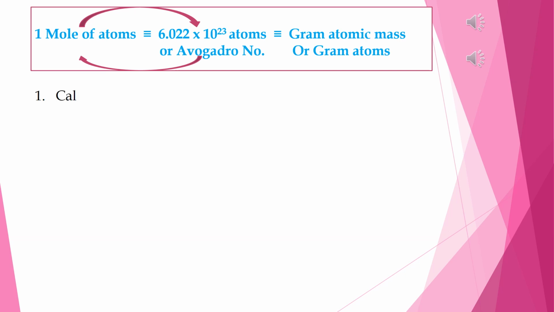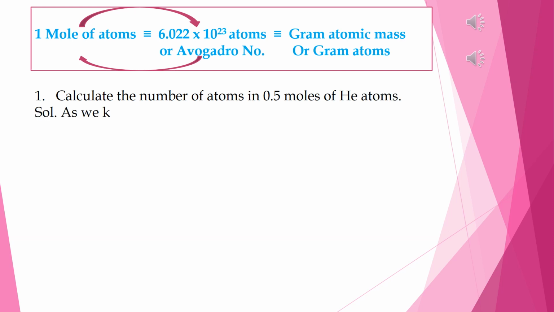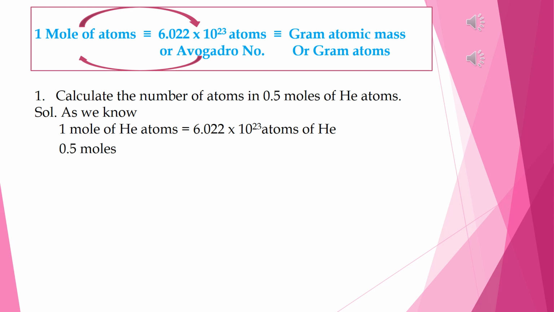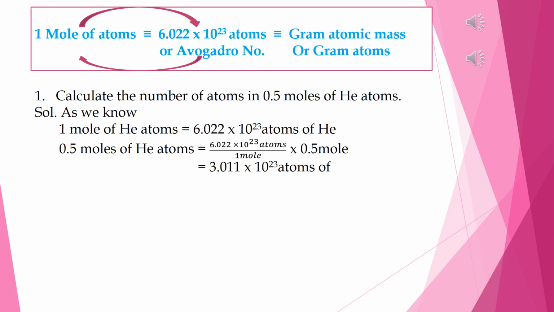First numerical is, calculate the number of atoms in 0.5 moles of helium atoms. As we know, 1 mole of helium atom is equal to Avogadro number of atoms, that means 6.022 into 10 raised to power 23 atoms. So that means 0.5 moles of helium atom is equal to 6.022 into 10 raised to power 23 divided by 1 multiplied by 0.5 mole. That comes out to be 3.011 into 10 raised to power 23 atoms of helium.